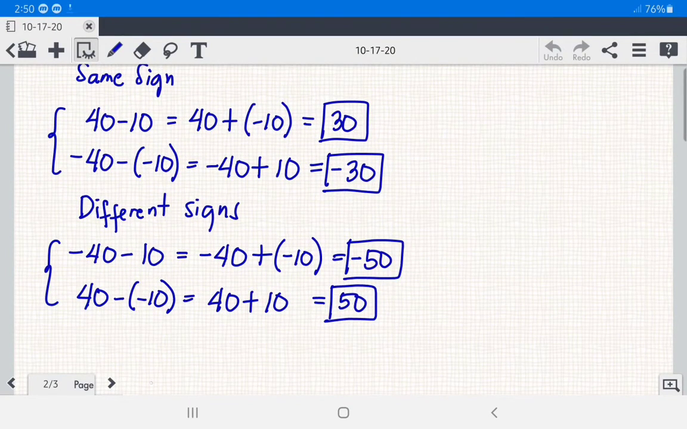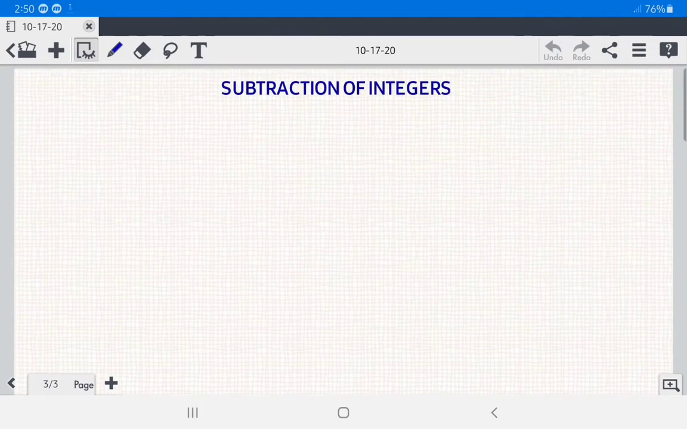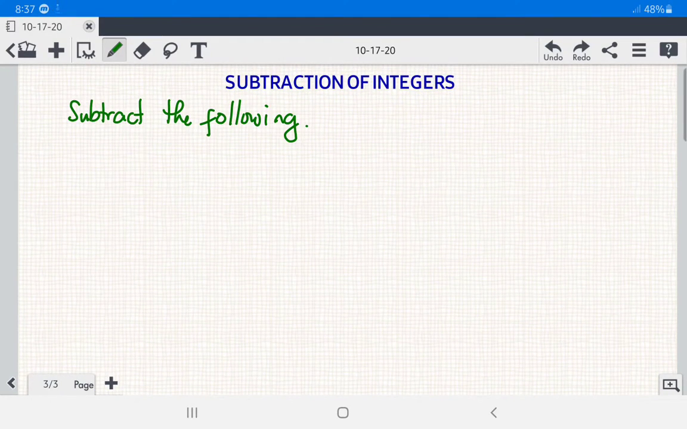Next, let us now have an example. Let us subtract the following. Let's say letter A. We have 5 minus 6. So, positive 5 minus 6. So, what we are going to do is you copy the minuend, 5. Then, plus, change the sign of the subtrahend from positive 6, make it negative 6.